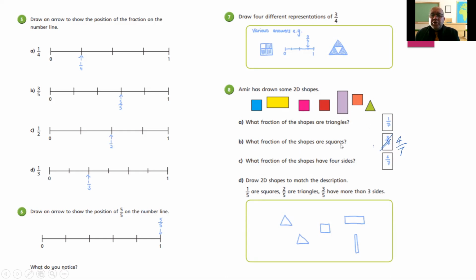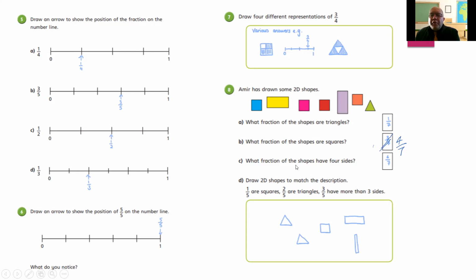What fraction are squares? Now, I will be honest, the angle I was looking at the image, I saw one of these, first of all, as a rectangle, not as a square. But I am pretty sure that there's 1, 2, 3, 4 squares out of 7. So 4/7. If you've got 3/7, I do understand, because on my screen, the pink one looks a little bit rectangular. But 4/7, I think it's 1, 2, 3, 4 out of 7.